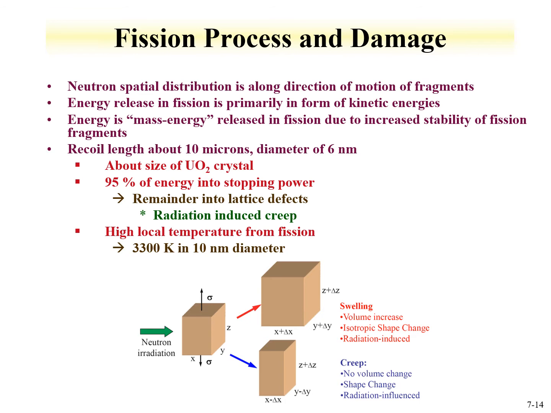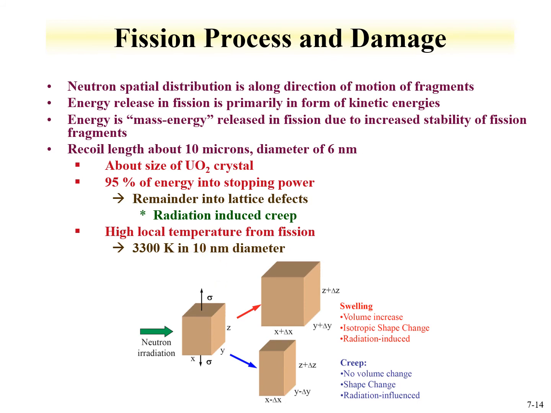Something else that occurs in the fission process is damage. The very fact that these particles are being emitted damages materials and fuel within reactors. In the fission process itself, the fission products recoil about 10 microns in UO2, and there's a very high local temperature, almost 3,000 degrees C in a 10 nanometer diameter within the fuel.